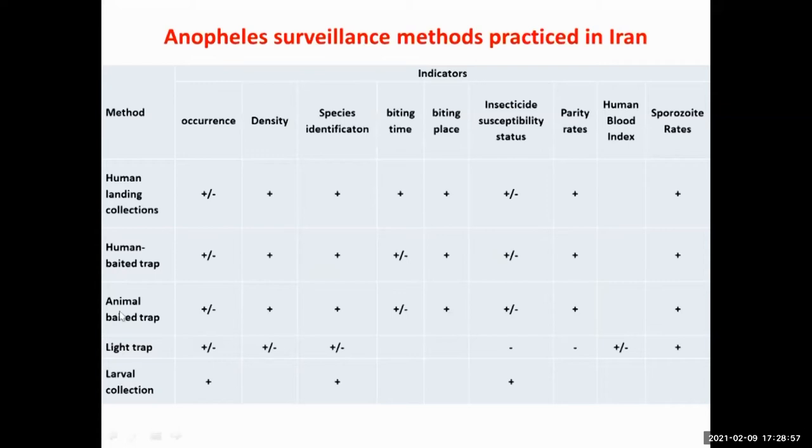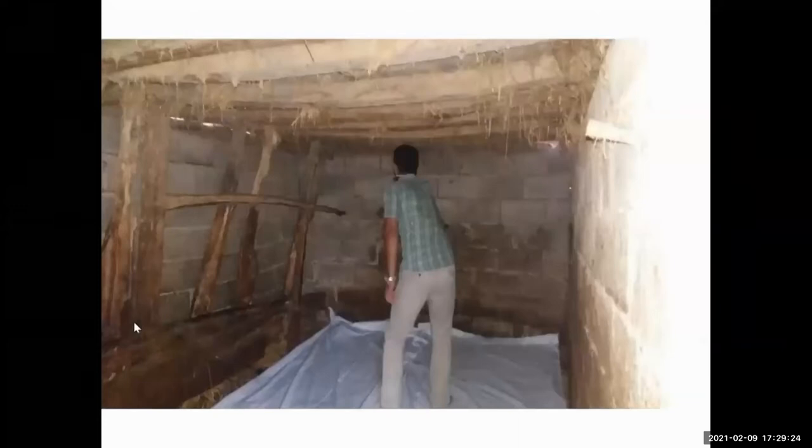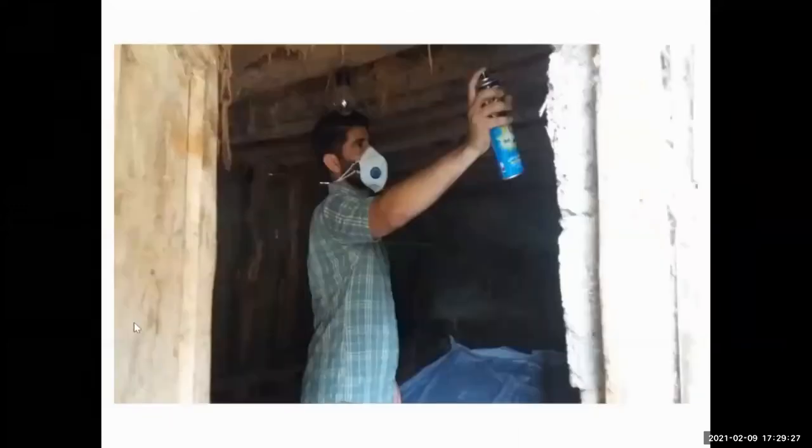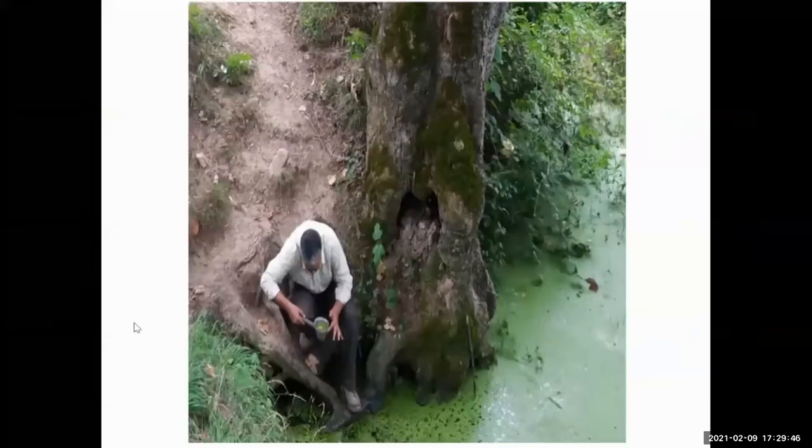And as I mentioned earlier, the animal baited trap is very important because of the zoophilic tendency of this species. Now, these are some of the pictures of collecting mosquitoes using a spray catch, apparently in an animal shelter, in stables, where they tend to rest before and after feeding. Yes, collecting mosquitoes after being knocked down by the spray. And here the aspirator collection in the stables and also in human dwellings. Also a larval survey using the typical classic dipping method.